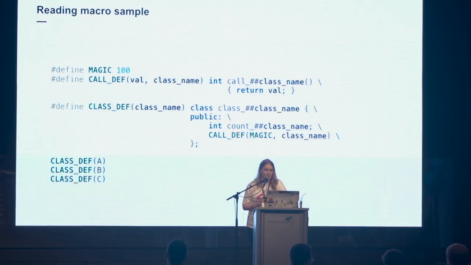I have a class with some function member, and somewhere in my code I'm using this macro class def, and it defines a class for me, like class A, class B, and class C. And if the macro definition is in some other file, when I'm looking at the class that I actually got, I have no idea how it actually looks inside. What's there? What are the function members there? What else does it actually have inside?